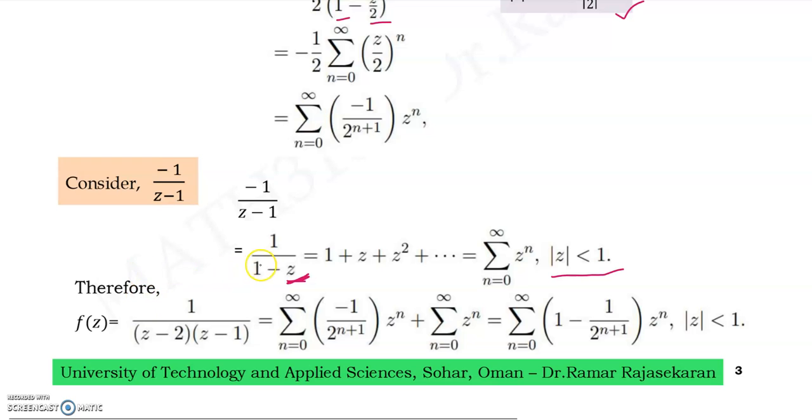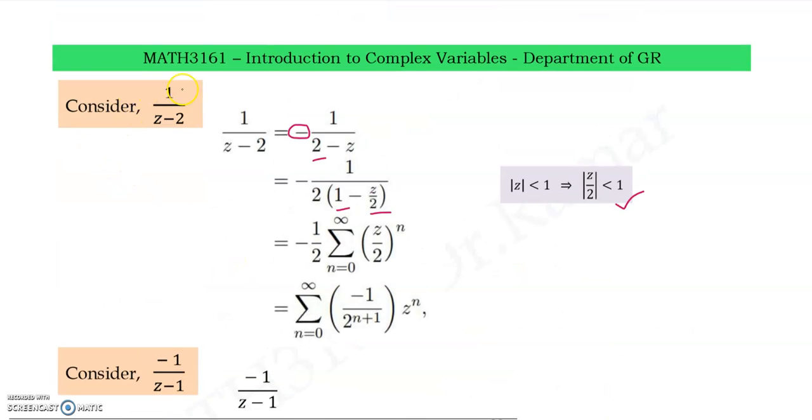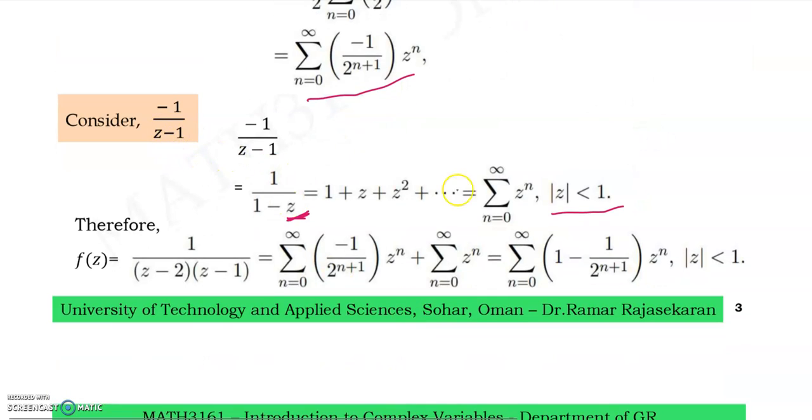Okay, so now for the first term, this is my summation. For the second term, this is my summation. This is nothing but series. So now, to write the function in Laurent series, I combine both. First you write this, then plus this value.